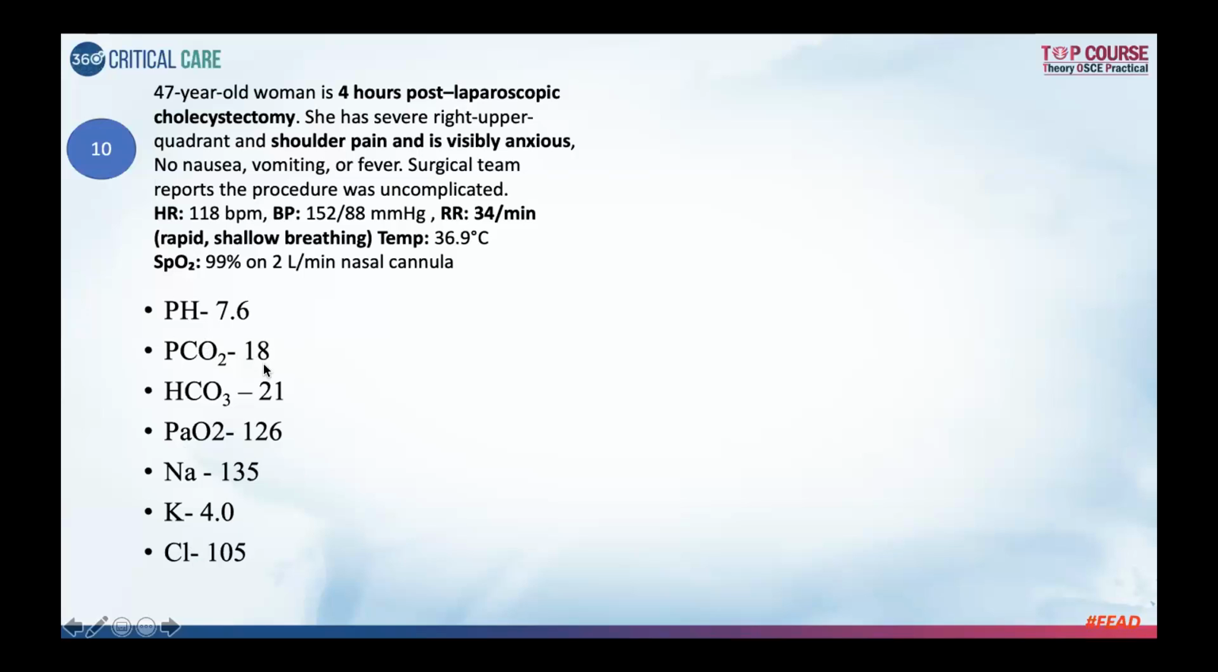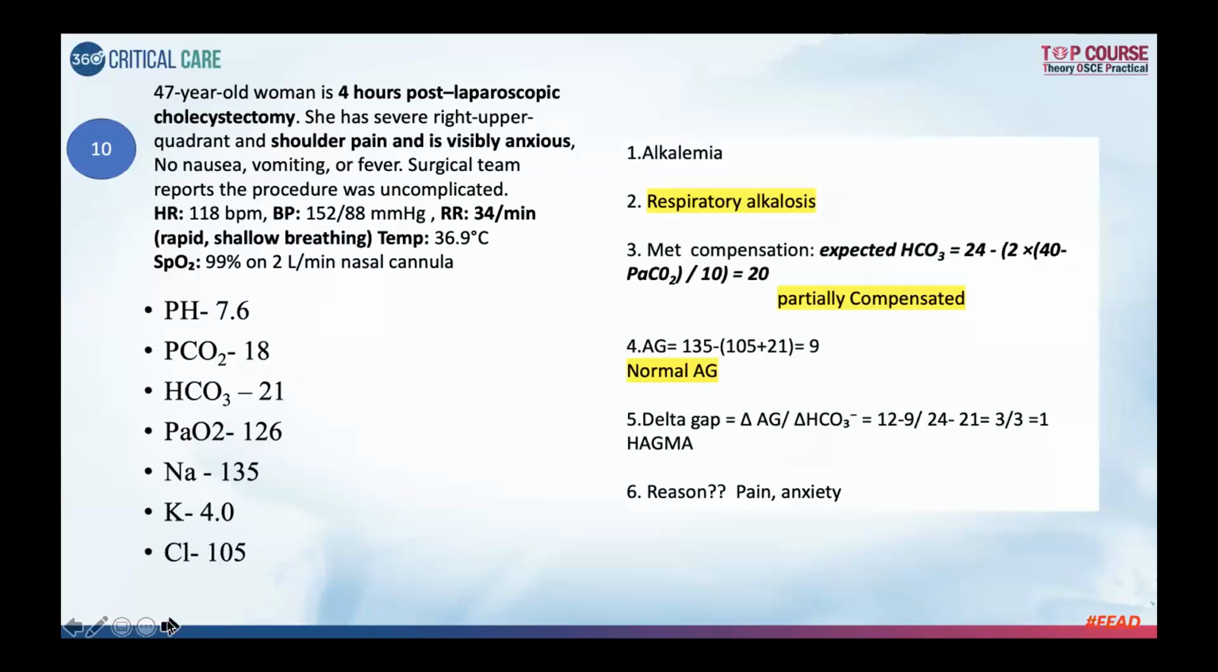pH 7.6, PCO2 18, bicarbonate 21, and PaO2 is 126. This is obviously alkalemia, and pH and PCO2 go on the same side, so it is respiratory alkalosis. Then the compensatory formula: for every 10 decrease in PCO2 from 40, you can consider a factor of 2 if it's acute. Whether it's acute or chronic, this appears to be an acute disorder.